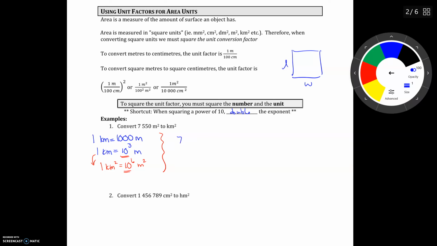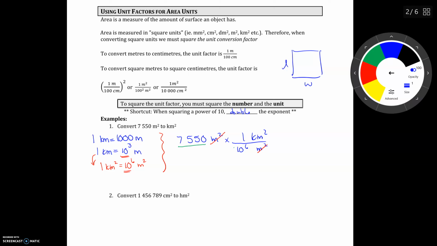Once I know my conversion factor, the rest is simple. I write my initial measurement down. Next to it, I write my conversion factor. Okay. My units cancel, and so to do the conversion, I'm going to write my initial measurement into my calculator, 7,550, and then because of the location of the value that's not 1 in my unit factor, in this case I'm going to be dividing by 10 to the power 6.